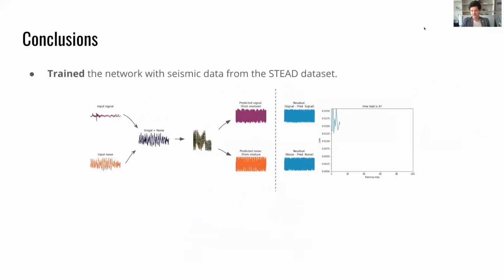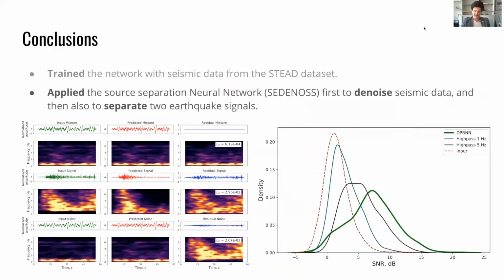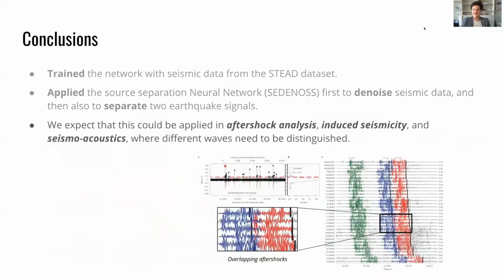So, in conclusion, we trained the neural network with seismic data from the data set. We applied the source separation neural network to denoise the data. And also we show that we can separate two earthquake signals. We then considered some cases like aftershock analysis. Would that be useful? It seems like it would be useful in many areas like induced seismicity and seismoacoustics, where many different waves need to be distinguished.